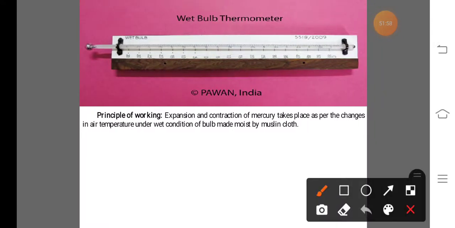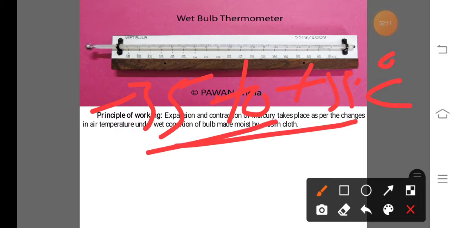Now we discuss their temperature range. The temperature range of this wet bulb thermometer is minus 35 to plus 55 degrees Celsius. This is the temperature range of this wet bulb thermometer. This wet bulb thermometer having a bulb is also wrapped with muslin cloth, and this muslin cloth is continuously wetted by using distilled water.